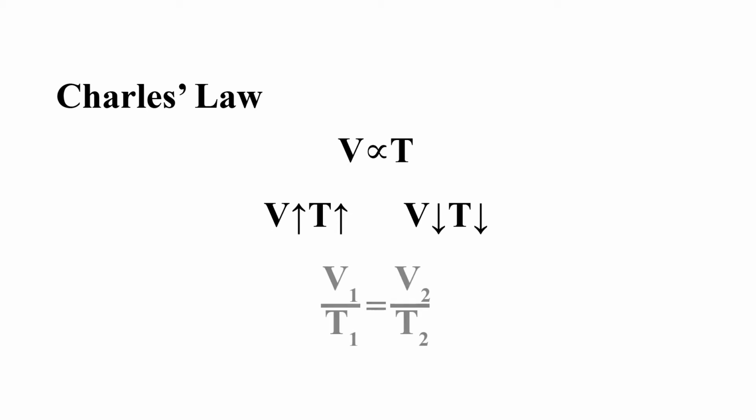Let's move on to Charles' law. Charles' law tells us that volume and temperature of gases are directly related when pressure and number of moles remain constant. This means that as the volume increases, so does the temperature, and as the volume decreases, so does the temperature. This can be denoted by the equation V1 over T1 equals V2 over T2. We will work a problem similar to this one later on, so you have an idea of how it works.